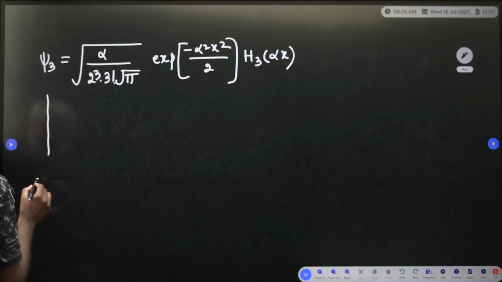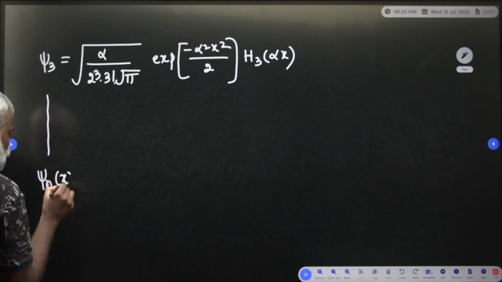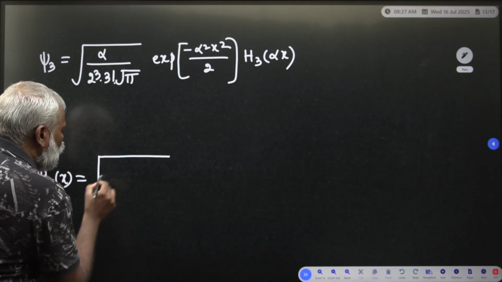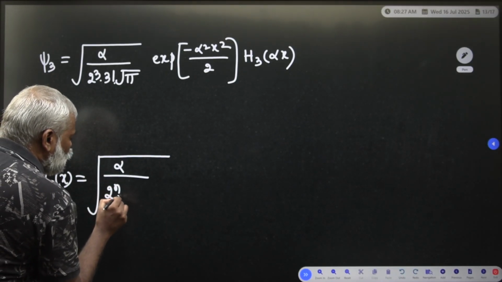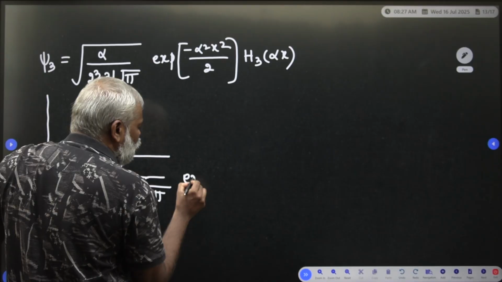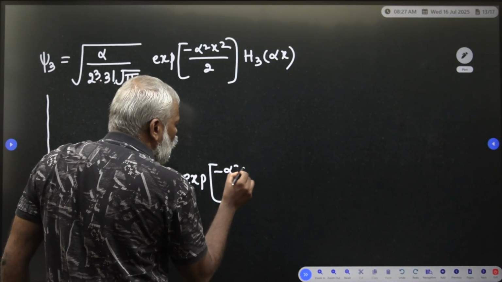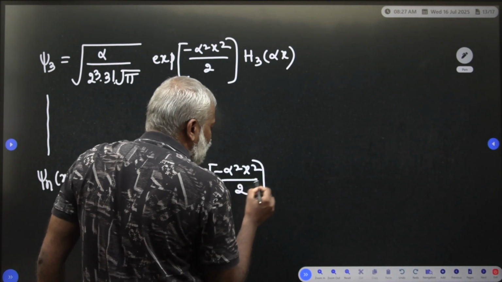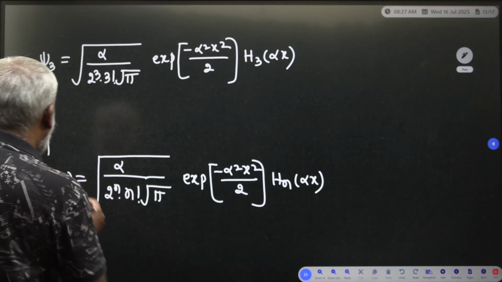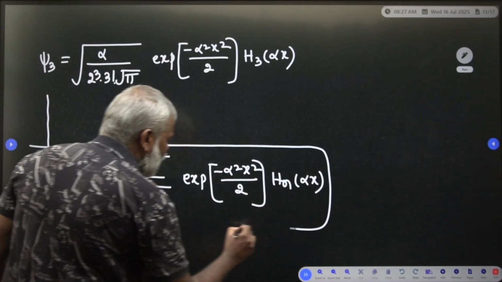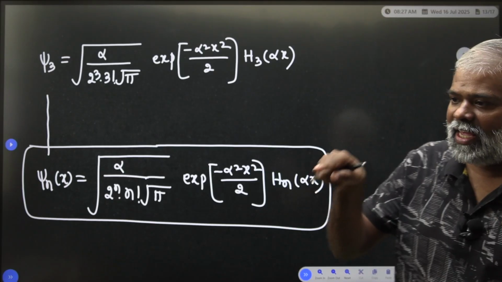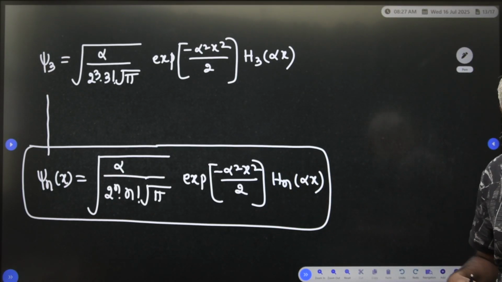Now you can write psi n of x, the nth state wave function of a linear harmonic oscillator, is equal to square root of alpha divided by 2 to the power of n into n factorial into root pi, exponential of minus alpha squared x squared divided by 2, into Hn of alpha x. This is the nth state wave function of the linear harmonic oscillator. I already gave this wave function in the first class on the linear harmonic oscillator also.